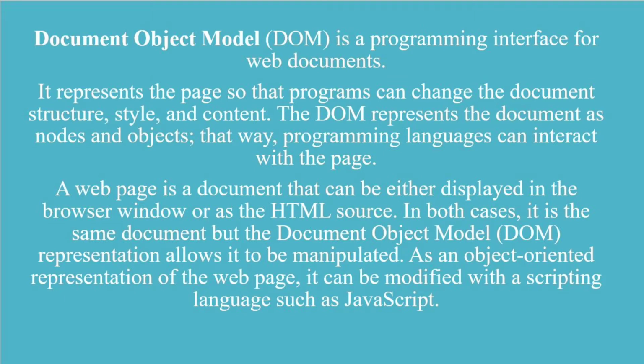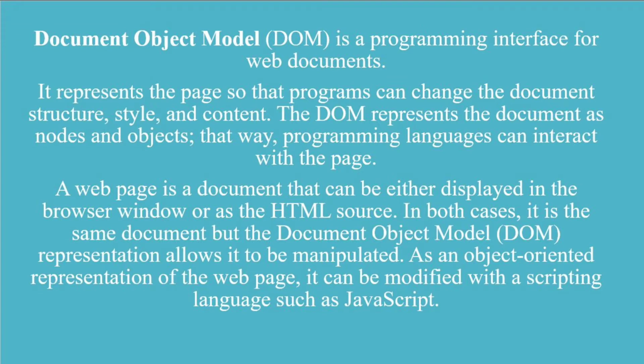So the DOM represents the document as nodes and objects. That way the programming language can interact with the page, so that if you want to change anything in the page, you can directly interact with that particular object or node, and you can change the value in that, which can be reflected in the web page.